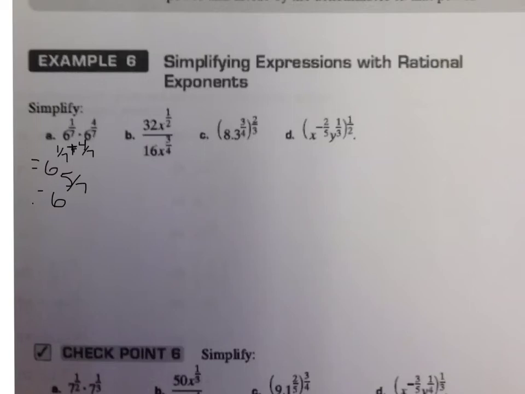B. You've got 32x to the 1/2 over 16x to the 3/4. The base numbers are 32 and 16. We're going to be able to divide these numbers. You can actually divide them. So 32 divided by 16, that's going to give us 2. And the x, we're going to leave as x, but these have exponents. And when you have exponents that are being divided, you subtract them. So we're going to have 2x to the 1/2 minus 3/4.